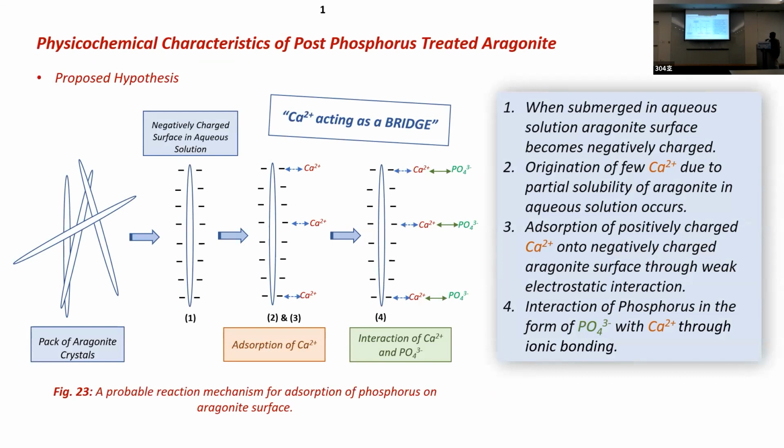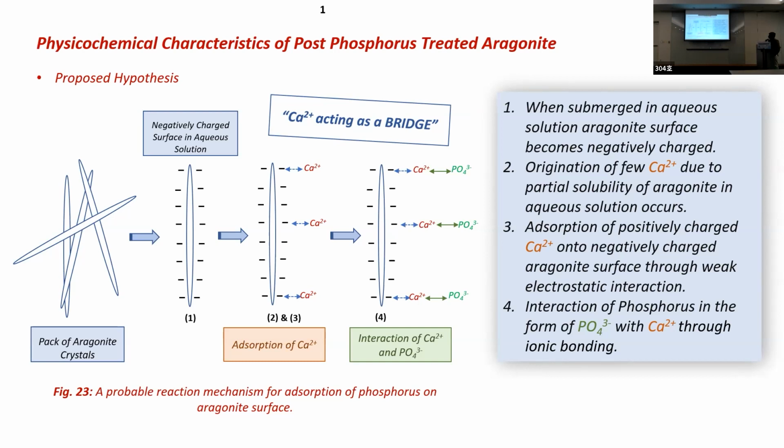Lastly, I would like to briefly talk about the mechanism. I talk about aragonite solubility. There is a very small amount of calcium ions which will dissolve in the water, and because the surface charge is negative, they get adsorbed on the surface, right? And the phosphorus which was present in the water can then react with the adsorbed calcium. That's why in the SEM images, the adsorption was in discrete form.